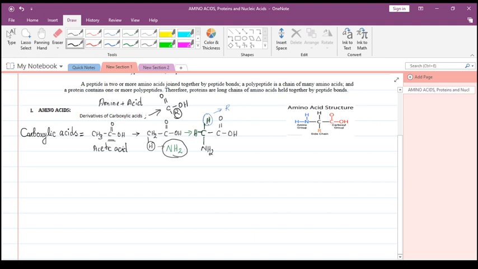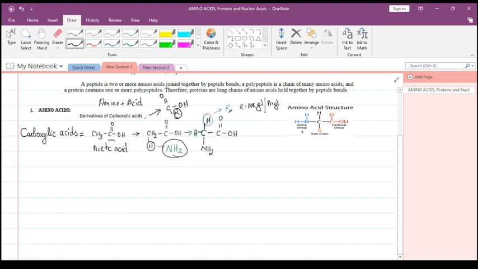And if the second hydrogen is again replaced by an R group, that R can be any alkyl or aryl group, then you have different amino acids. So the general structure of an amino acid is NH2, CH with R, where R can be hydrogen or any alkyl or aryl group, and then C double bond O OH. So this is the basic derivative of the amino acids.